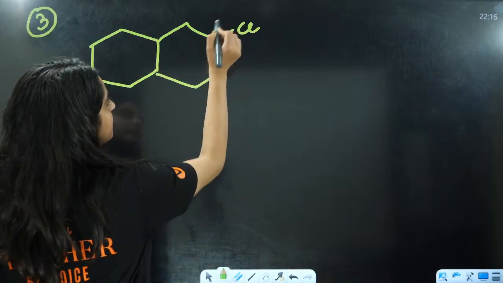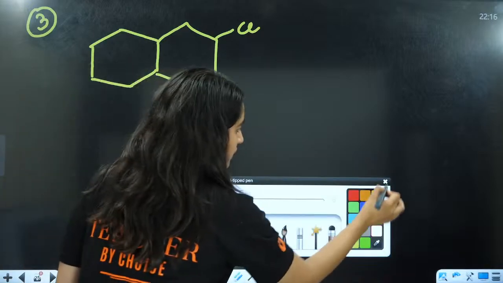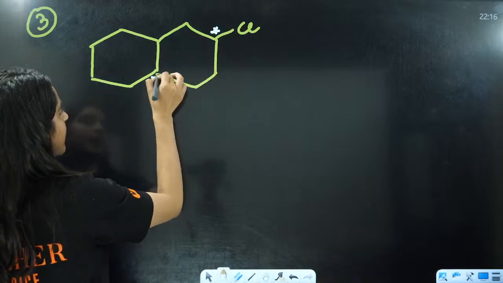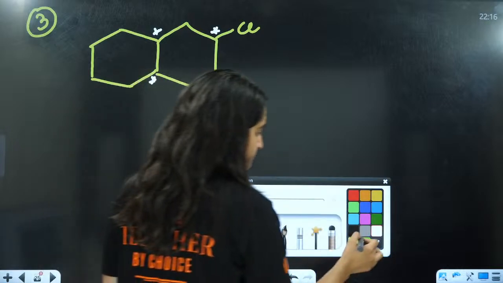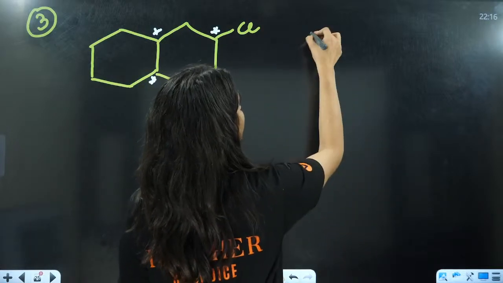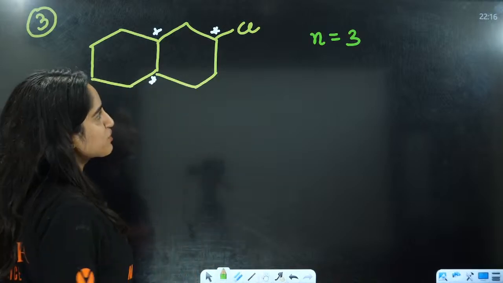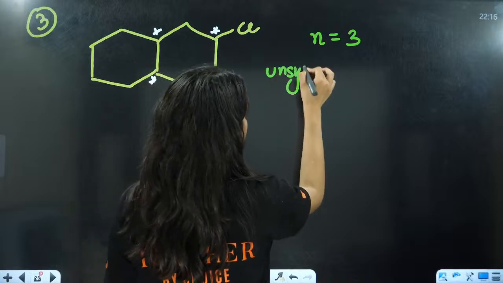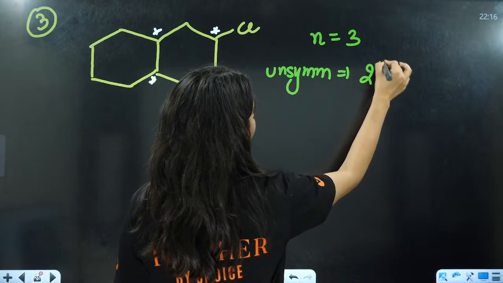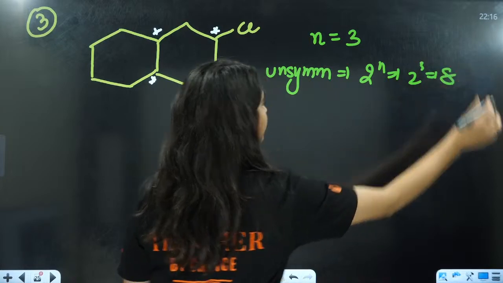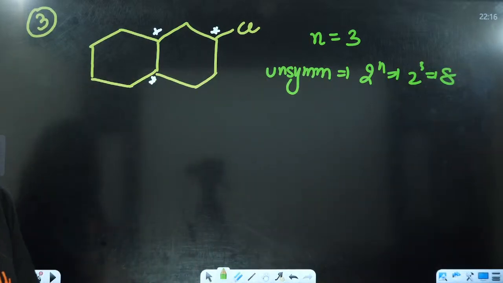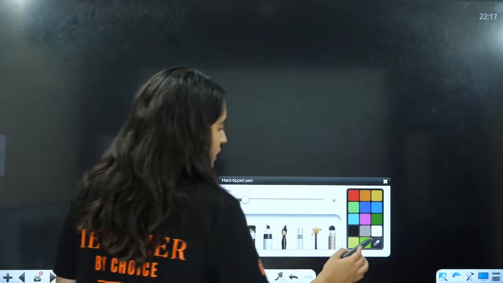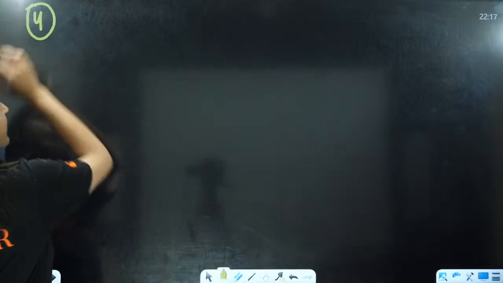So here this is the chiral center, right? This is the chiral center, this is the chiral center. So N is equal to 3 chiral centers, no geometrical isomer, right? So this is unsymmetrical. So I'll write 2 raised to power n, that is 2 raised to power 3, that is 8, is going to be the correct answer for this, right? Yes, everyone? Now let us do the last one.